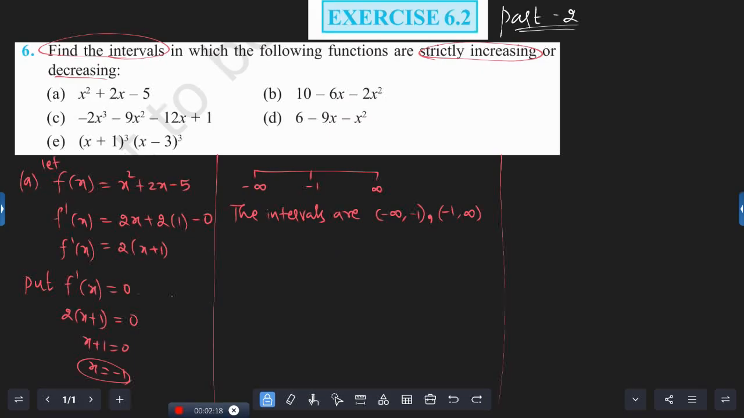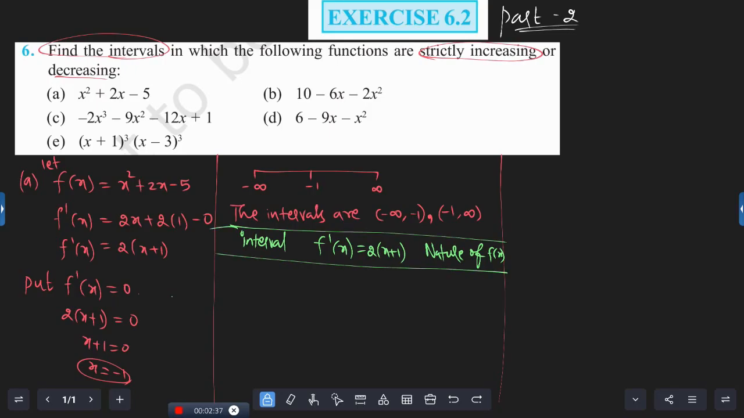So first we will write the interval. Next, f dash of x is equal to 2 into x plus 1. Last one, the nature of the function, nature of f of x. So all this we are making as a table. First interval is minus infinity to minus 1. Second is minus 1 comma plus infinity.